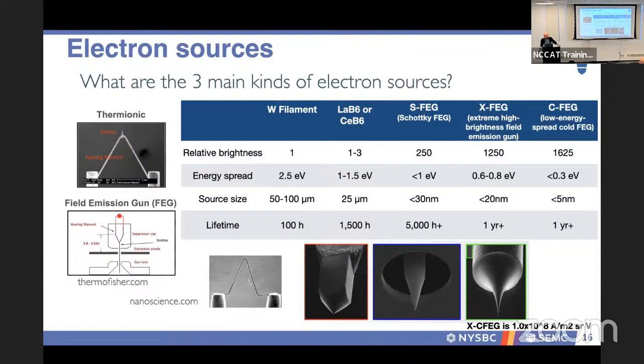So if you note in blue there, that's an example of what an SFEG looks like, and in green, an example of what an XFEG looks like. And so you notice that for an XFEG, the tip, the probe, is much sharper, and that's where the source size is smaller. And with greater quality control, that's how you can have years of lifetime, potentially.